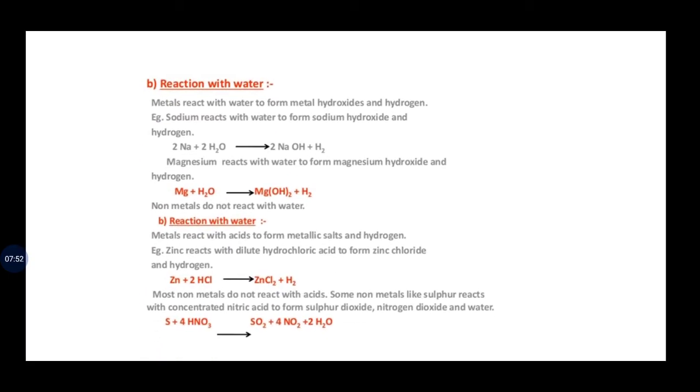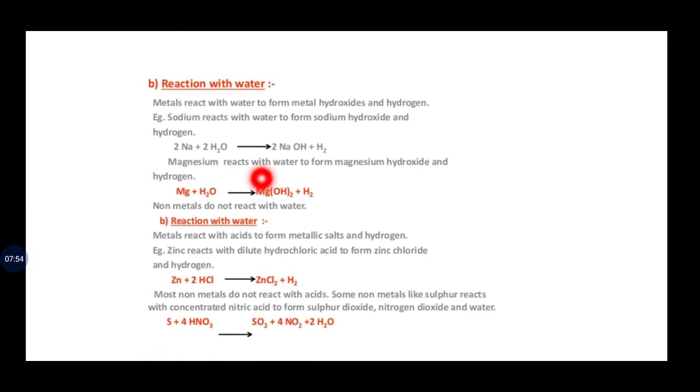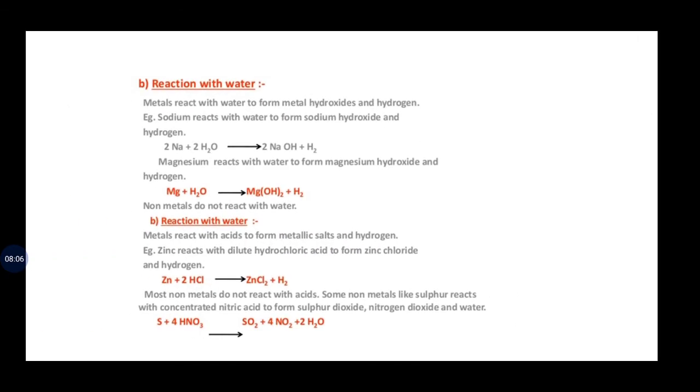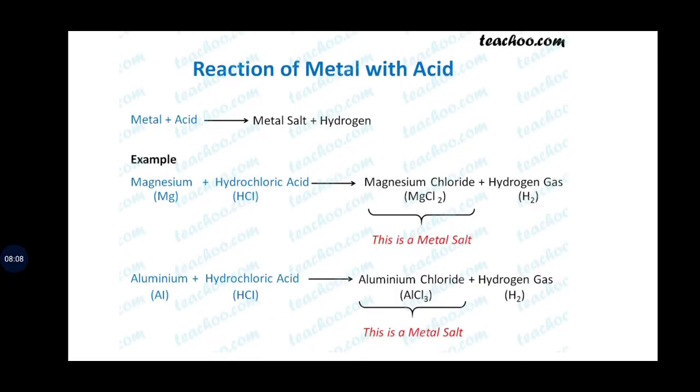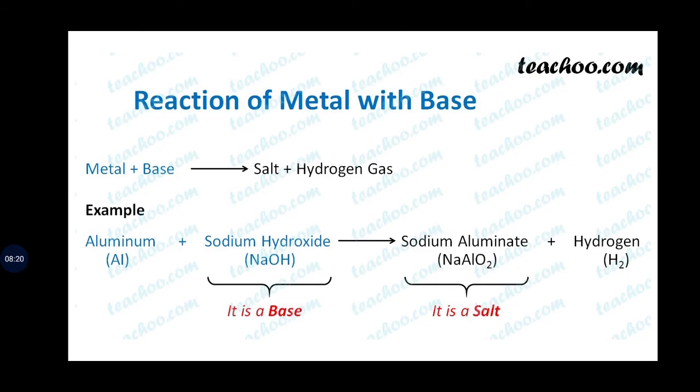When it is going to react with water, then it will give us what? It will give us sodium hydroxide. That means it will give us metal hydroxide and hydrogen. So it is not going to react with water at all. And reaction with acid and base, we already discussed how it is going to react with acid and base. Reaction of metal with acid: metal plus acid gives us metal salts plus hydrogen. Now the next equation, reaction of metal with base is metal plus base gives us salt plus hydrogen gas.